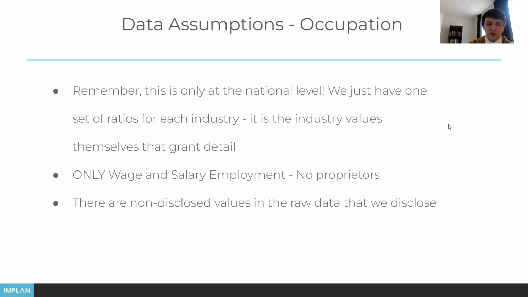There are also some non-disclosed values within the data set, meaning that there are intentional holes poked in the data. So IMPLAN does have a disclosure process in place for those. Basically, we typically tend to use data from other sources or from larger categories to kind of help fill things in.